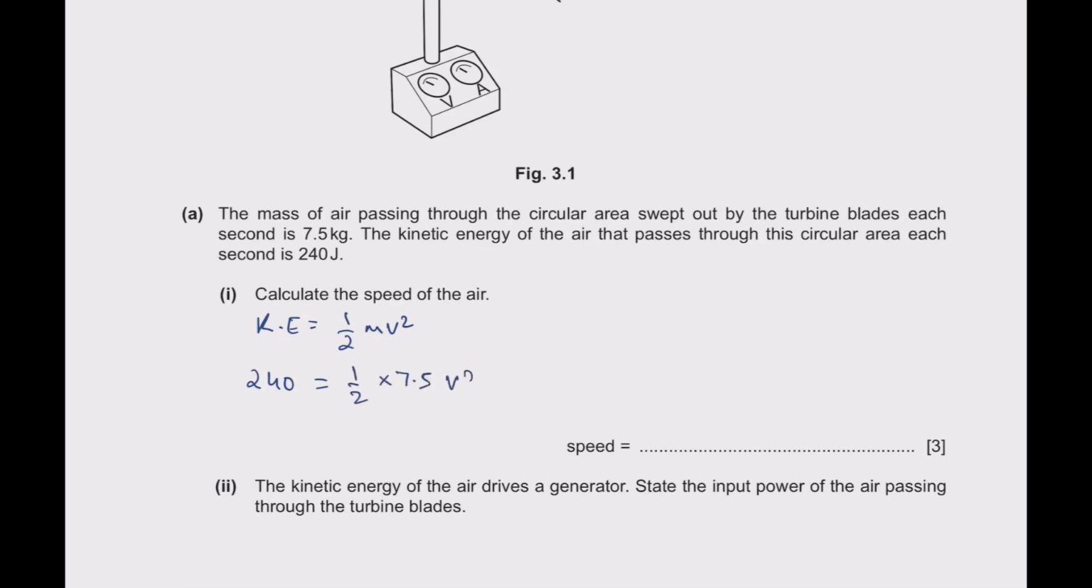So v square is nothing but 240 into 2 divided by 7.5. So if you calculate v square, you will get 64 and v will be equal to 8. That is 8 meter per second is the answer for the speed. So here we have used the kinetic energy formula to find out the speed of the air.